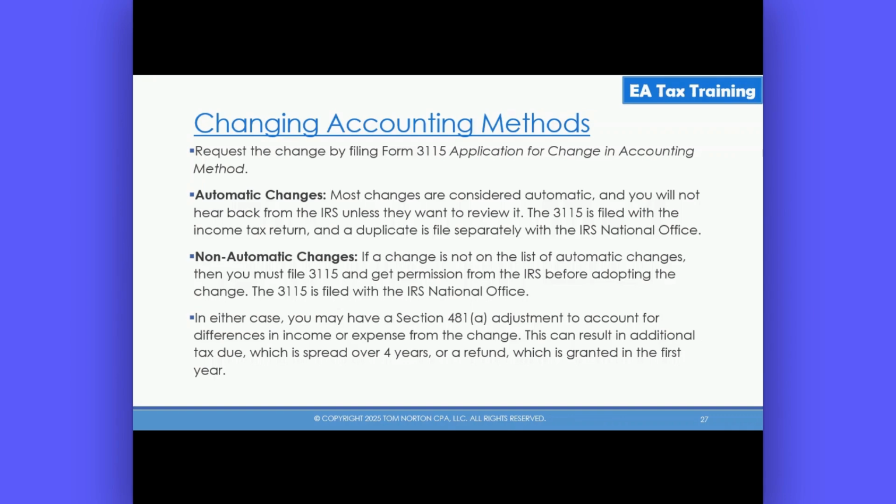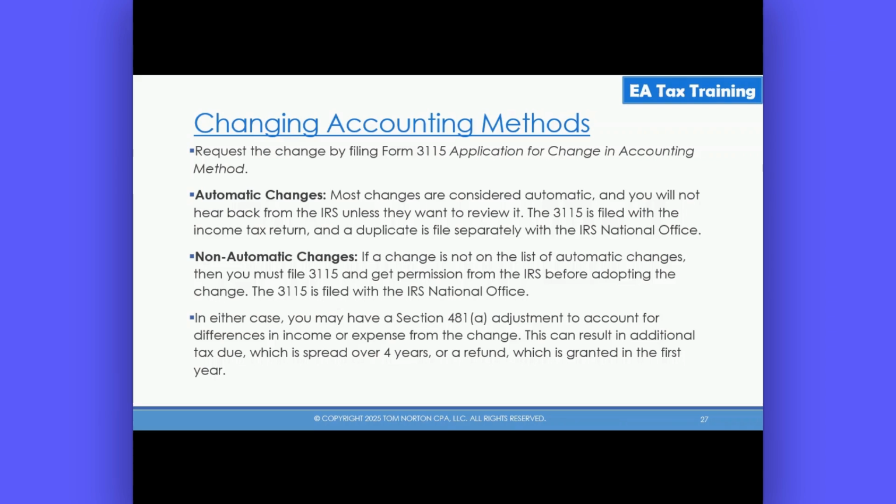If it is a non-automatic change, then you cannot just assume that it is good. In this case, you need to get permission from the IRS in advance before filing a tax return that adopts that change. So what you will do in this case is you use the same form, the 3115, and you send it to the IRS national office. Obviously, it would be good to send it pretty far in advance so they have time to look at it and get back to you with whether or not it is approved.